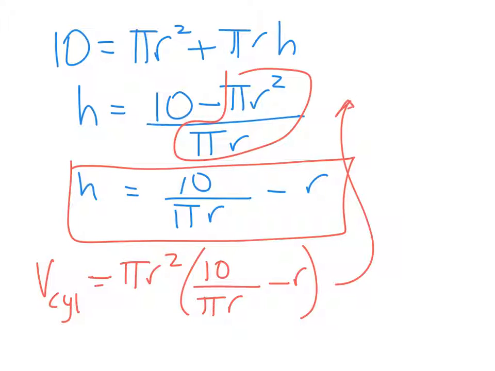Okay, I'm going to try and squeeze this in here. So expanding, we get v is equal to 10r for the first bit minus pi r cubed. Alright, so the volume of our cylinder must equal 10r minus pi r cubed, and we want to maximise that volume.